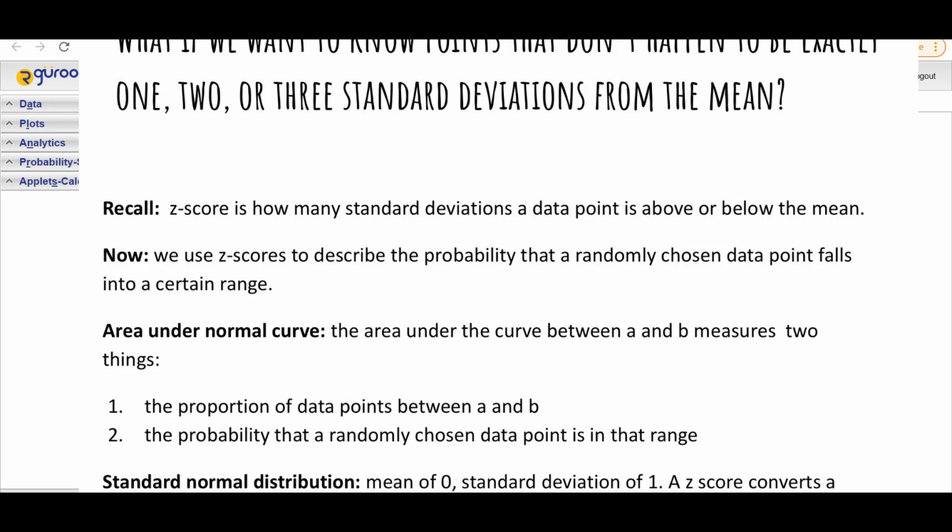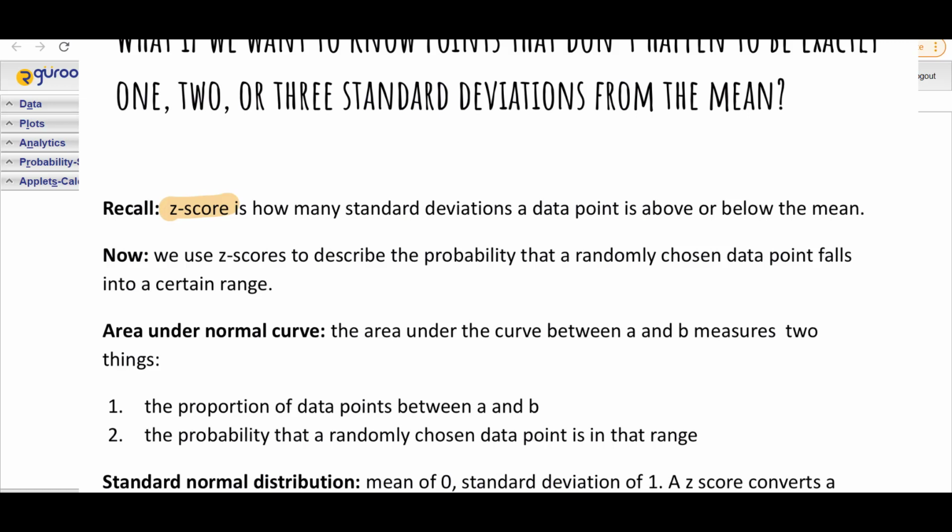So the first one is z-score. And a z-score we had a formula for, but specifically what did that formula find? It found the number of standard deviations a data point is above or below the mean. And so we can use these z-scores to describe the probability that a randomly chosen data point falls within a certain range.